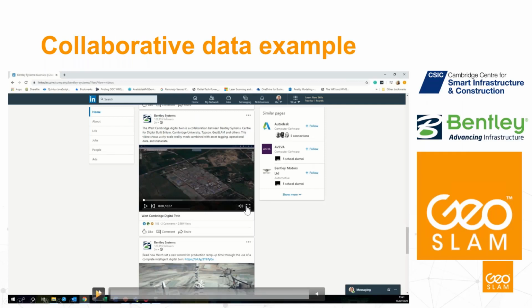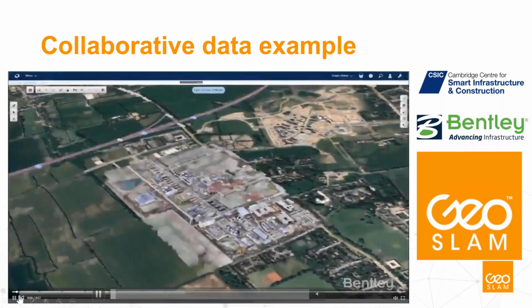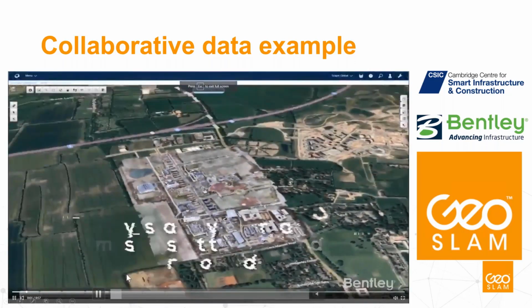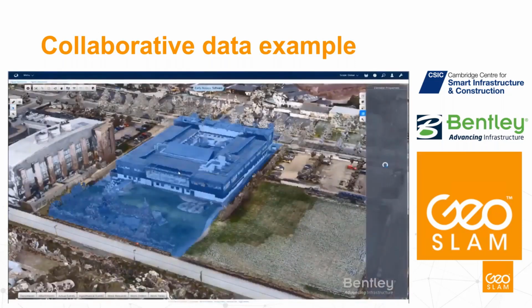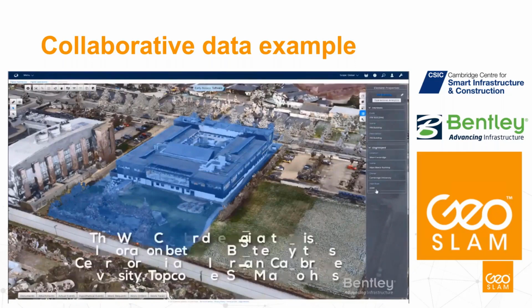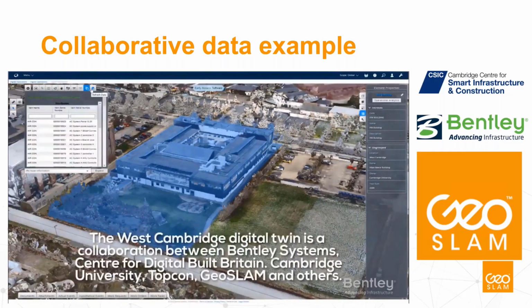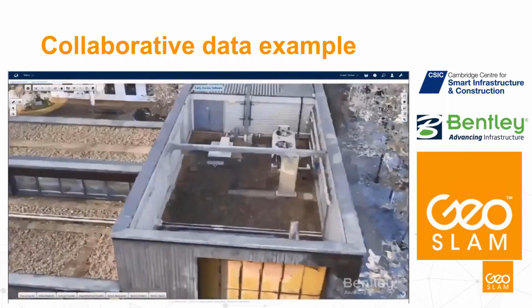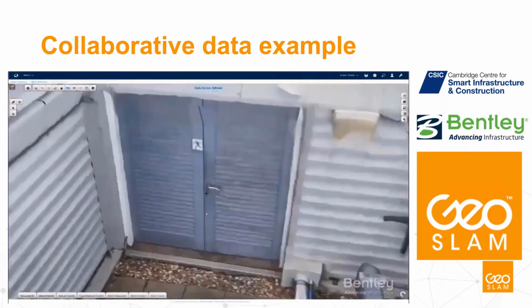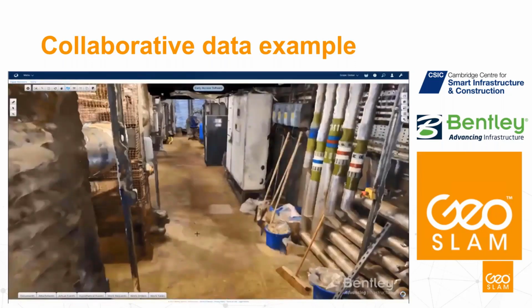Like in this example, we have worked with Cambridge Center for Smart Infrastructure and Construction and Bentley Systems. In this case, we have captured the data with a couple of different types of sensors. So there was a drone camera capture, there was a horizon data capture, there was TopCon GLS 2000 scanner capture, and GeoSLAM Revo capture for indoors. So this is the final model of combining all of the data sets. And the indoor bit is done with GeoSLAM ZEB Revo.